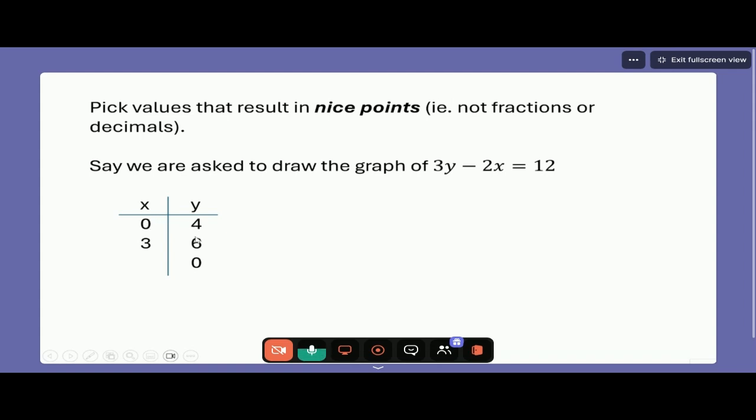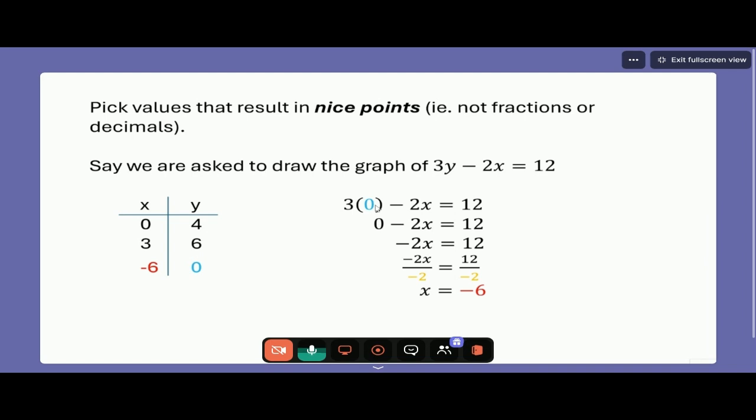There's no reason we can't start with the y and find the x. So instead of starting with the x and finding the y that goes with it, we could start with the y and find the x that goes with it. So instead of finding that (3, 6), another option would have been to plug in y equals 0. 3 times 0 is 0, so that just goes away. So all we've got left is negative 2x equals 12, without having to do that extra step of equation solving. Divide both sides by negative 2, and you get x equals negative 6.